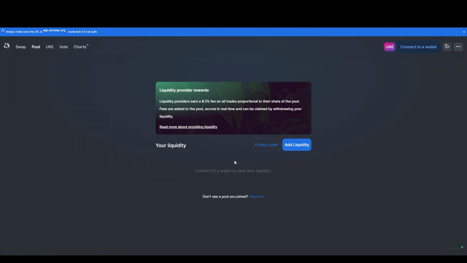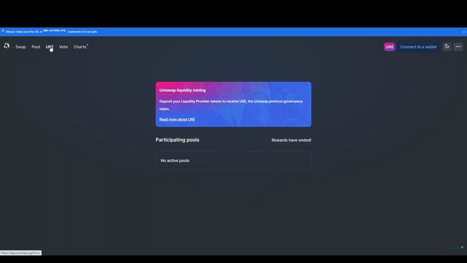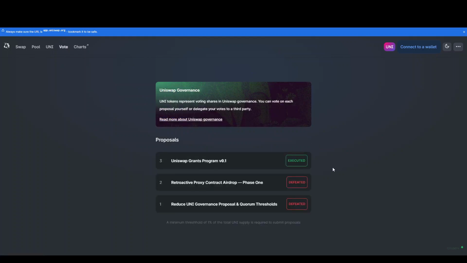Additionally, there is a pool where you can keep your cryptocurrency pretty much in a pool and earn a fee on all trades made proportional to how many coins or tokens you have in the pool. So additionally, you can deposit your liquidity provider tokens to receive UNI, which is the governance token that you can use to vote or choose issues that you would like to be a part of.